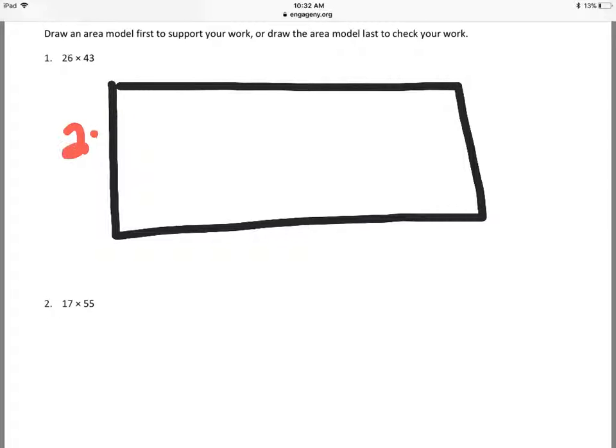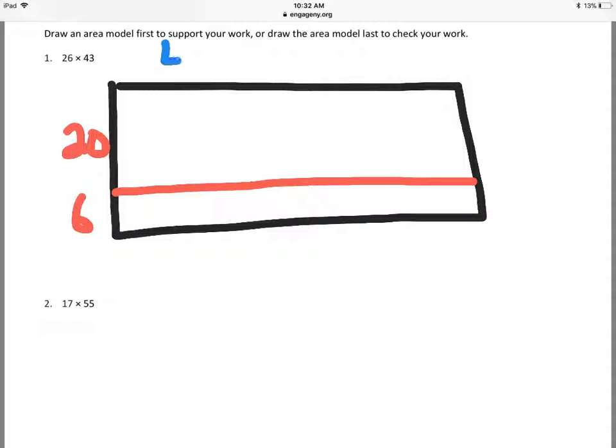We must go 20 and 6. And we draw the line across to represent where the 6 and the 20 are split. Then now we must do the 43. 43 is 40 and 3. And the same thing, the line goes down to show the split. And then we multiply each section to get the value.